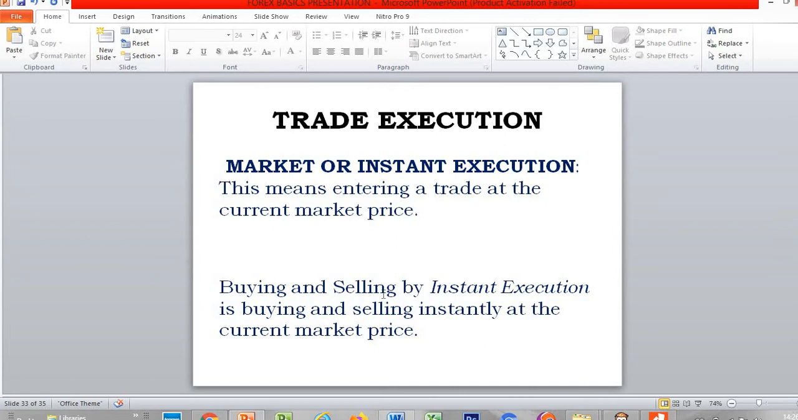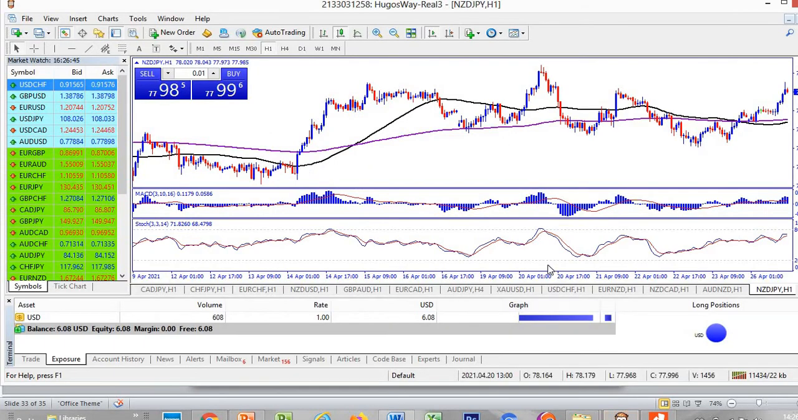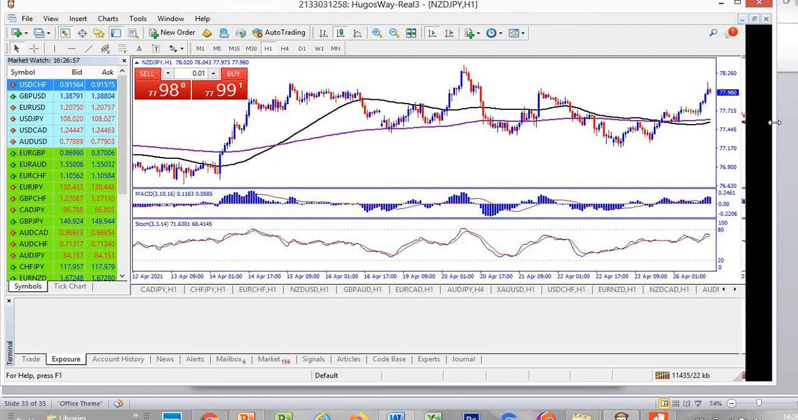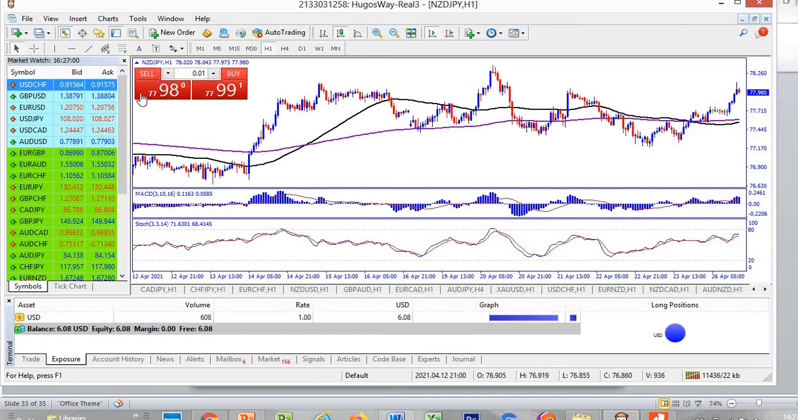So it means buying or selling, since we either buy or sell in the forex trading market, by instant execution. It means you buy at the current price, what the price is saying at that point in time. Let me take us to MT4. For example, we are having the price of NZDJPY, New Zealand dollar and the Japanese yen. We're having the price currently at 77.9885.